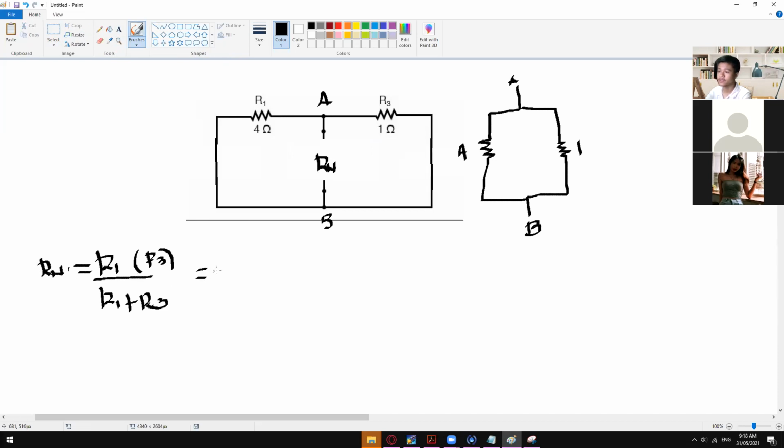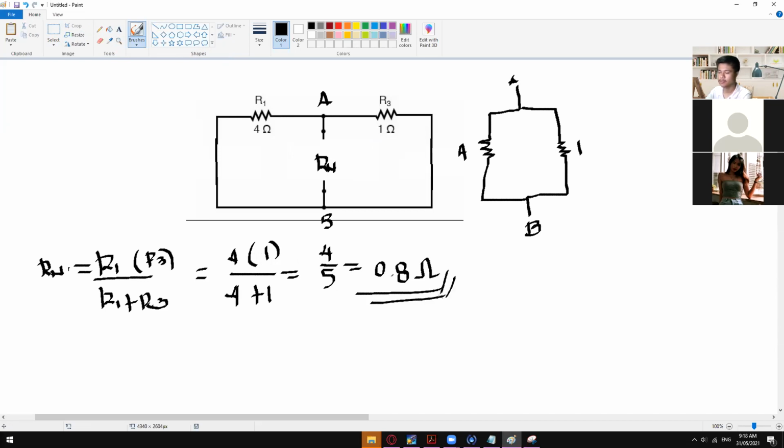Right? So R1 is 4 ohms, and then R3 is 1 ohm. So 4 times 1 is 4, and then 4 plus 1 is 5. So 4 divided by 5 is 0.8 ohms. So of course, nothing will change since we have the same values.